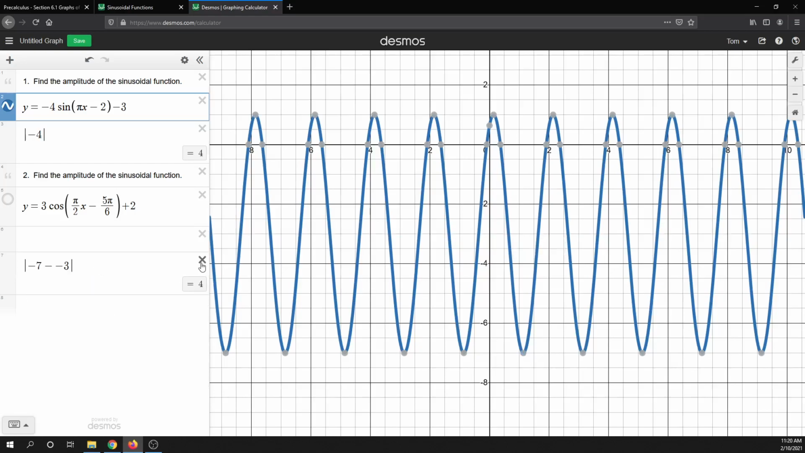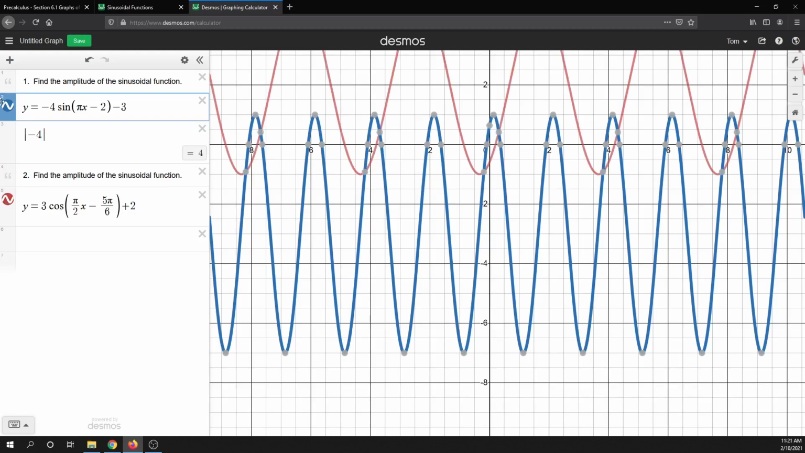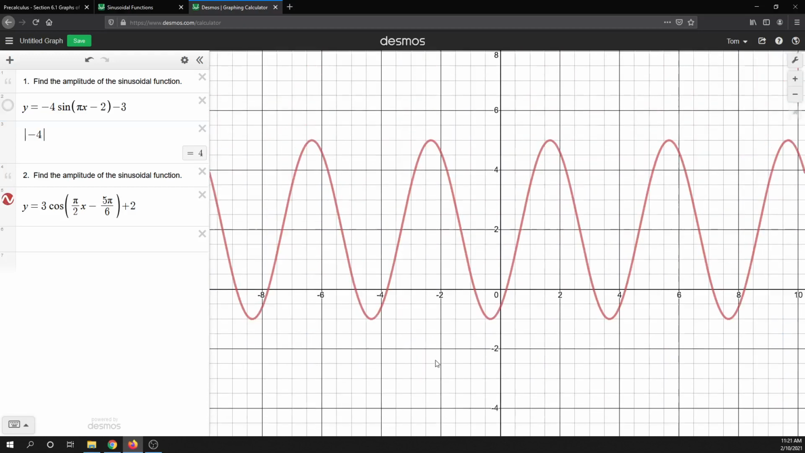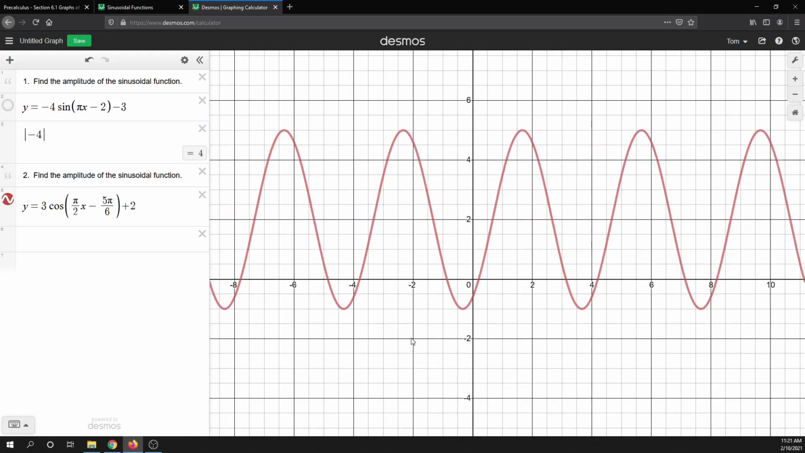All right, next one. Find the amplitude of the sinusoidal function. Let me turn this one on. From the formula, it's really straightforward. We look at the value for A. In this case, it's 3, and take the absolute value. The absolute value of 3 is 3. So that's the amplitude. Again, pretty easy from the formula.